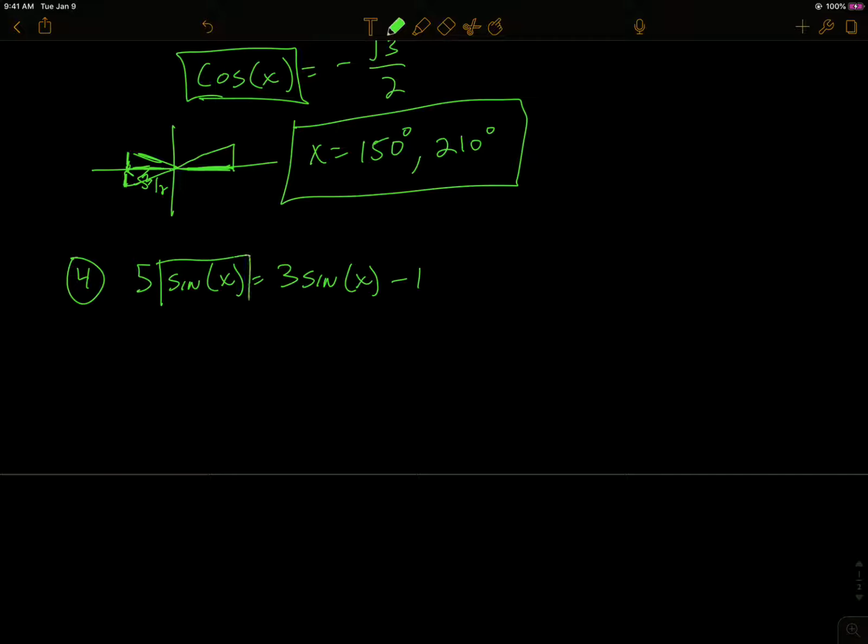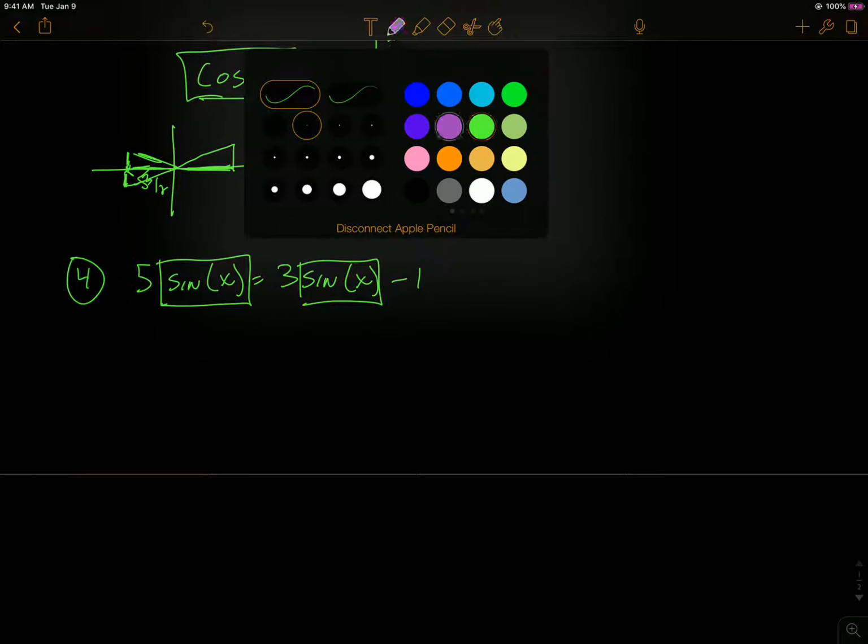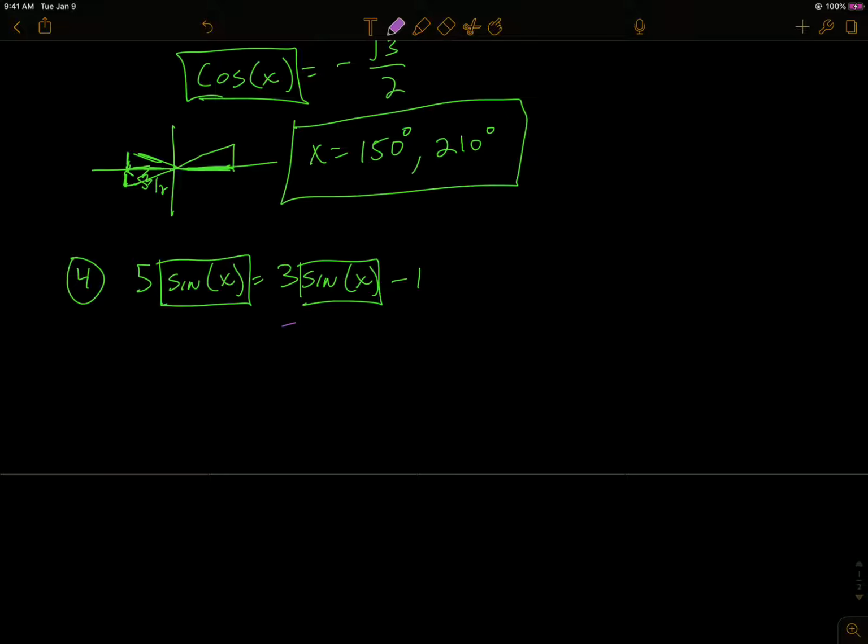So I see I have 5 sine x's equals 3 sine x's minus 1. So I can subtract 3 sine x's off of both sides. So the sine of x, it's almost like a variable. If you had 5x equals 3x, right? If these were giant x's, how would you solve it? You would start by subtracting 3x, okay?